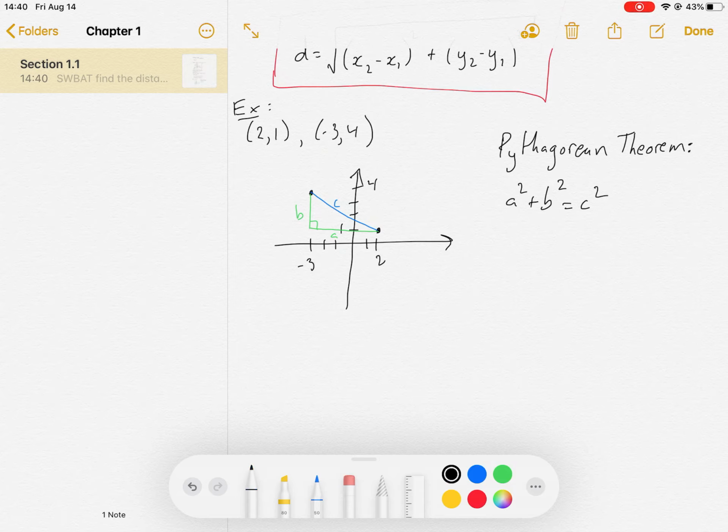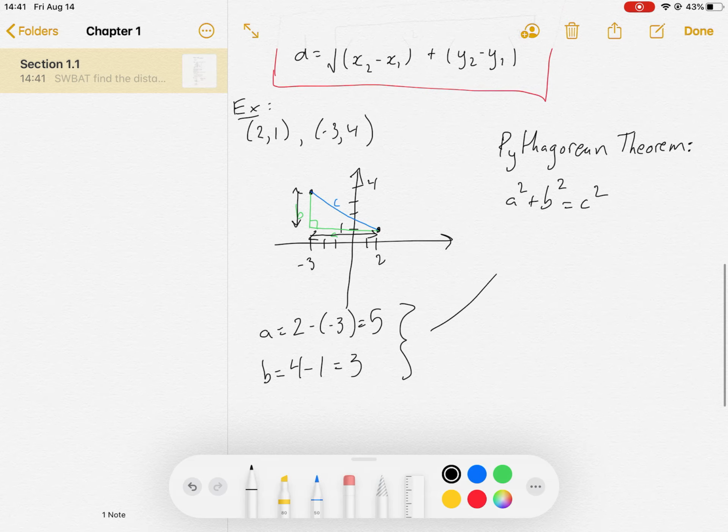And so really what this comes down to is figuring out the length of this side, which you can see is 2 minus negative 3, or just 5. And then also the length of this side, which is 4 minus 1, which is 3. So I have A equals this and B equals this. And now if I plug that into my theorem, I end up with 5 squared plus 3 squared equals C squared. 25 and 9, I believe that's 34.